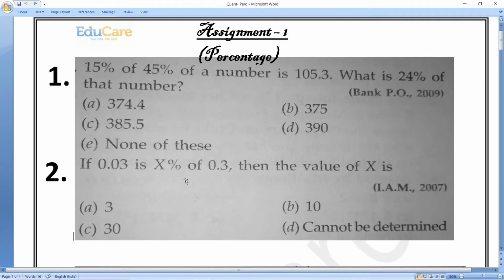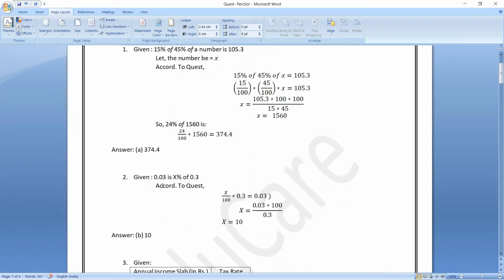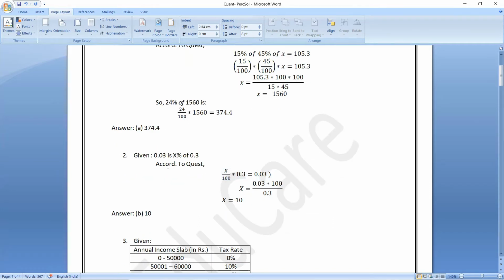Now coming to the next question. If 0.03% is x percent of 0.3, then the value of x is. So once again we'll write down what is given in the question. 0.03 is x percent of 0.3. So x percent of 0.3 is equal to 0.03, right? Then solve for x and we'll get x equals 10. So the answer will be option B, 10.